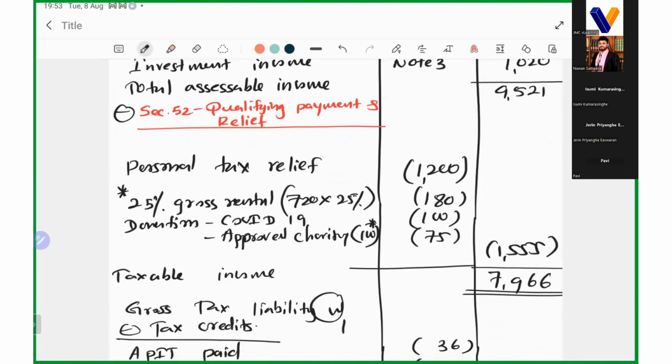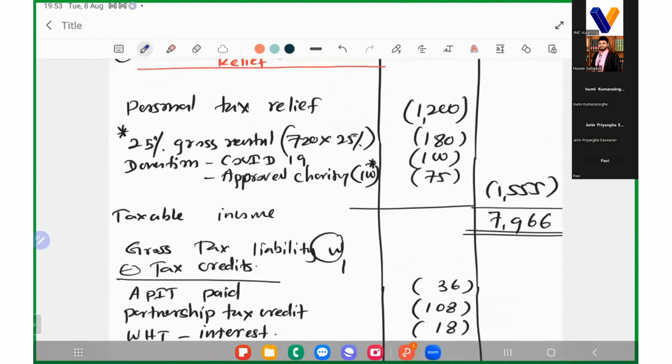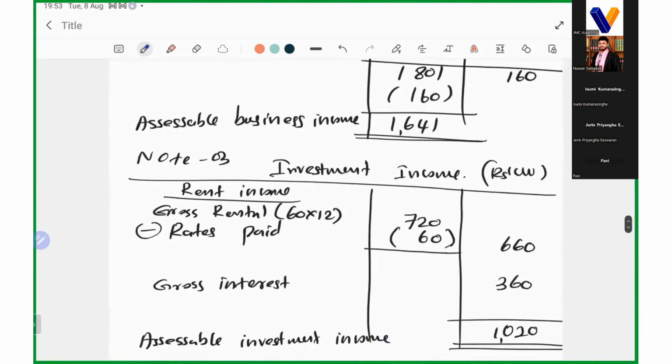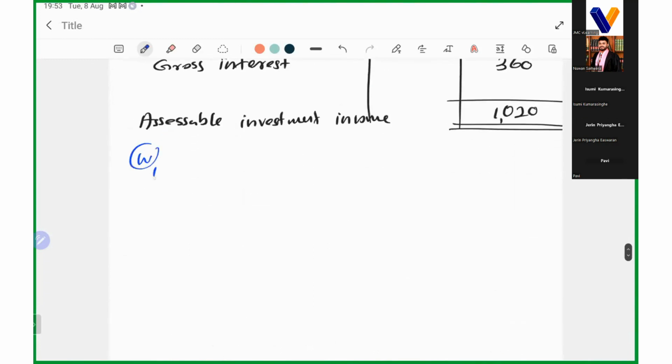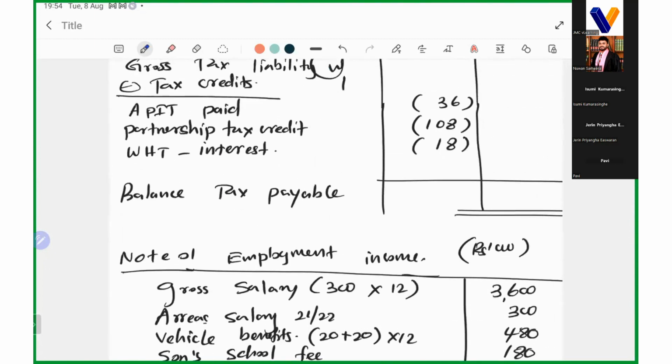The gross tax liability. Then how can you calculate this gross tax liability? I will write down a working here to calculate that. Working 1. Under that, how much is the taxable income? 7,966. So when you calculate, don't we get tax credit on FD as deductions? Yes, we take it. So here withholding on the interest means FD interest.